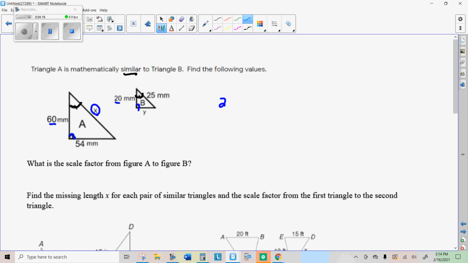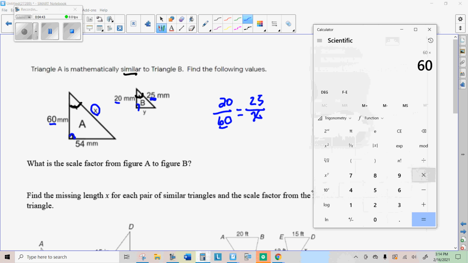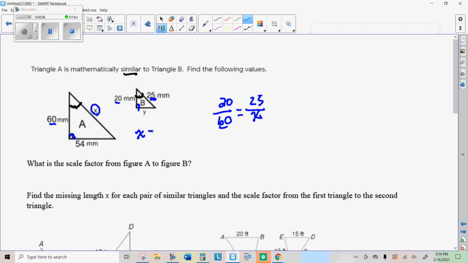So I'm going to take 20 from my small one, 60 from my big one. Okay, and then if I want to find x, I'm going to put it by the big one on the bottom because x is also on the big one. And then I'm going to use the corresponding side with that, which is this one right here, 25. Then I'm going to just do the math. 60 times 25 equals 1500. Then I'm going to divide that by the other number, which is 20, and that gives me x is 75.